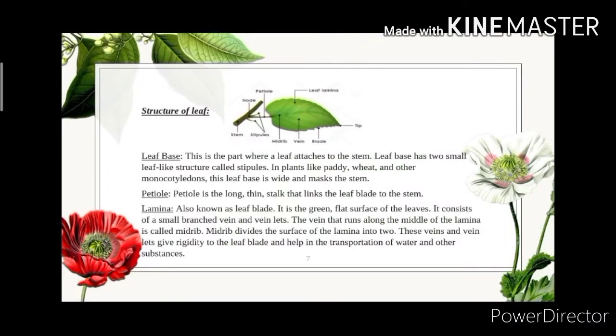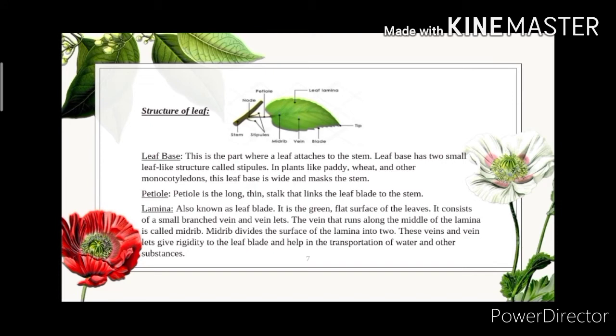Now let's see the structure of a leaf. If we modify it, see, this is a node, petiole portion, leaf lamina, stem, stipule, midrib, vein, and leaf blade. You can see that this is the leaf base, the part where the leaf is attached to the stem. This is known as the leaf base.